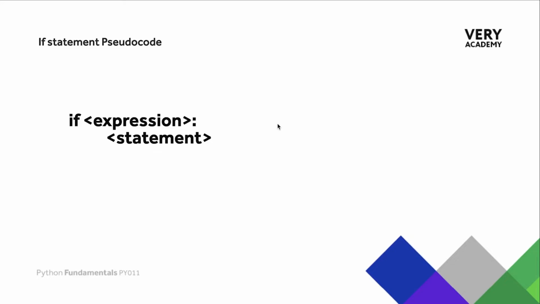What we need to learn a little bit more about is the expression. What is the expression? What can we do in the expression? How do we build an expression? The statement here is just referring to code that we want to run, if, for example, we return true from the expression.